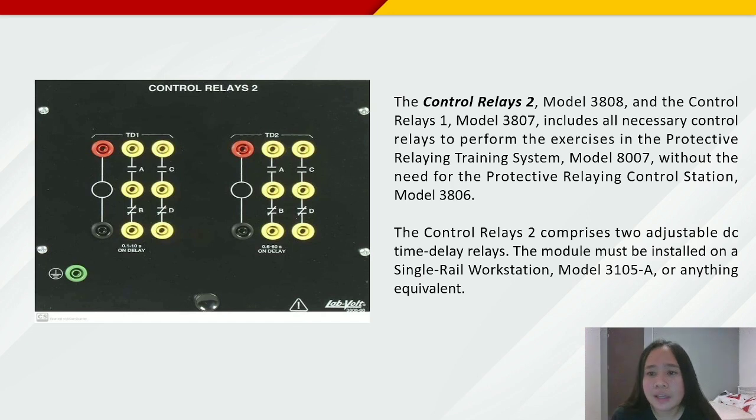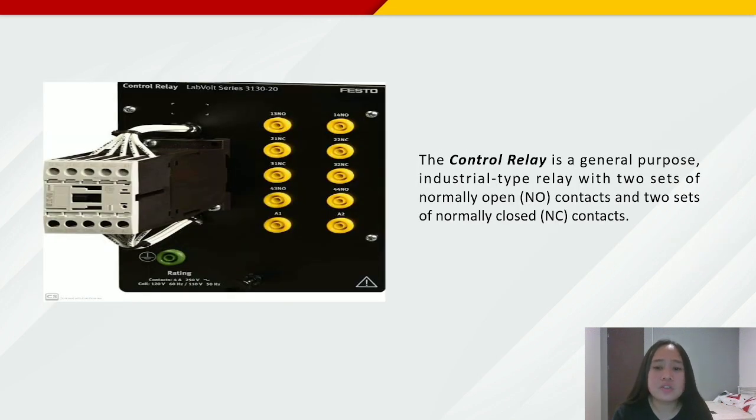The control relay 2 model 3808 and the control relay 1 model 3807 include all necessary control relays to perform the exercise in the protective relaying training system model 8007 without the need for the protective relaying control station model 3806. The control relay 2 comprises two adjustable DC time delay relays. The module must be installed on a single rail workstation, model 3105-A or anything equivalent.